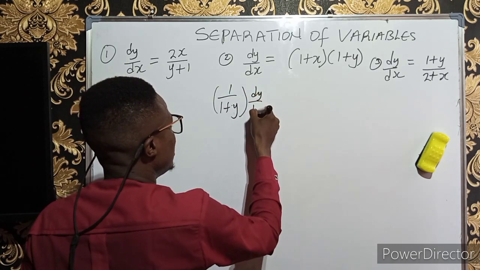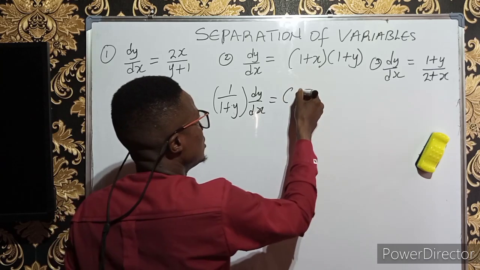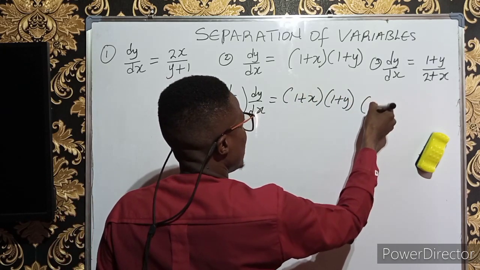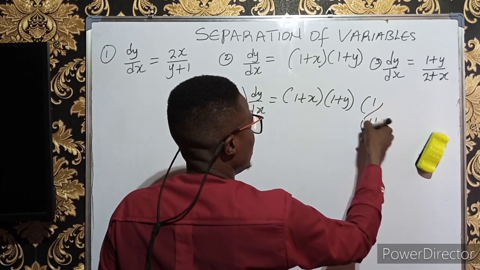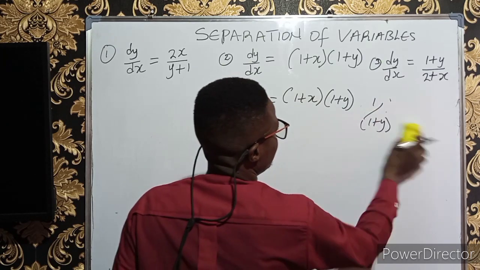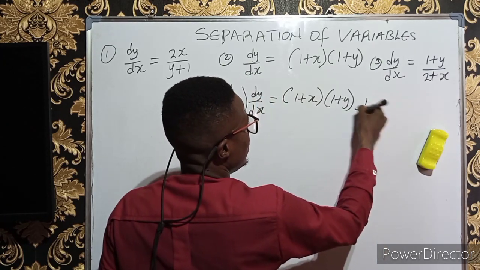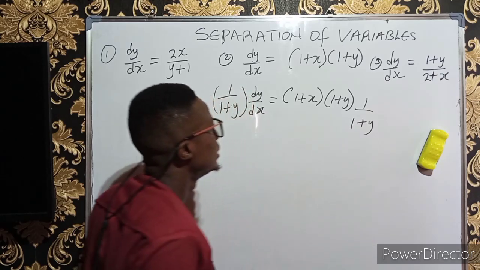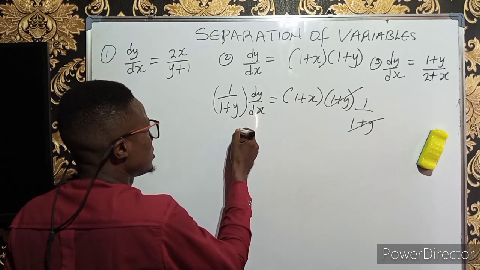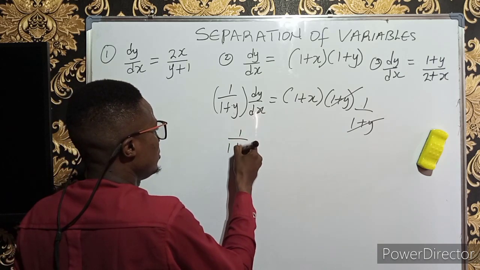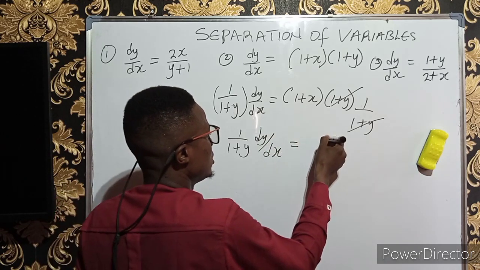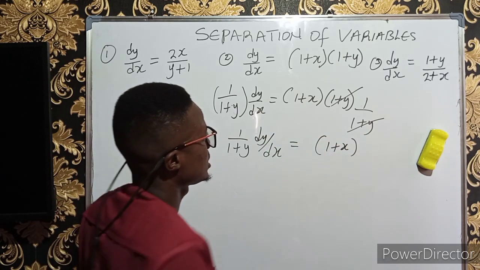multiplying dy over dx equals (1 plus x) into (1 plus y) multiplying 1 over (1 plus y). Okay, so from here, this will cancel this. We are left with just 1 over (1 plus y) dy over dx equals 1 plus x.